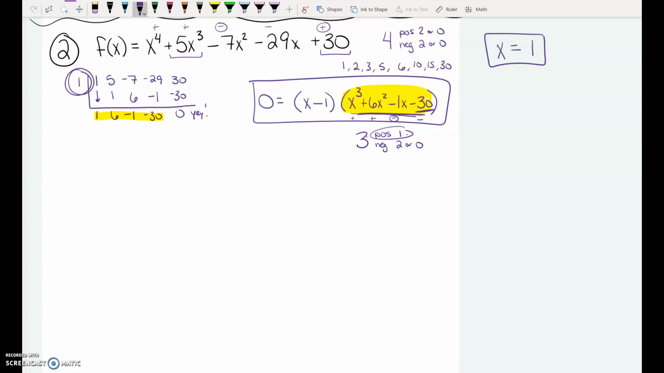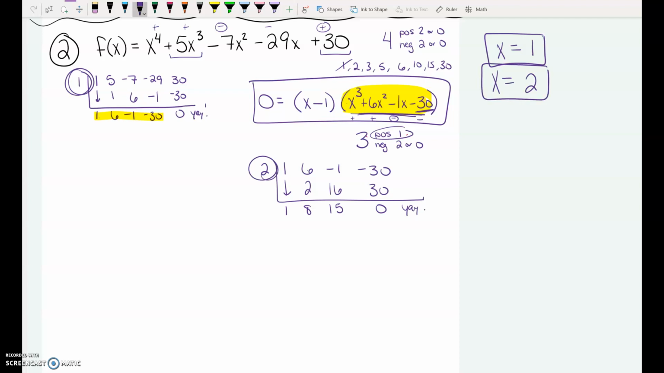So now I'm going to try positive 2. And this time we are testing with this piece: 1, 6, -1, -30. I've already tested positive 1. That is a solution. We need to now go with 2. 2 times 1 is 2. Add them. 16. Add them. 30. I am getting really lucky with these. So x equals 2 is a solution.